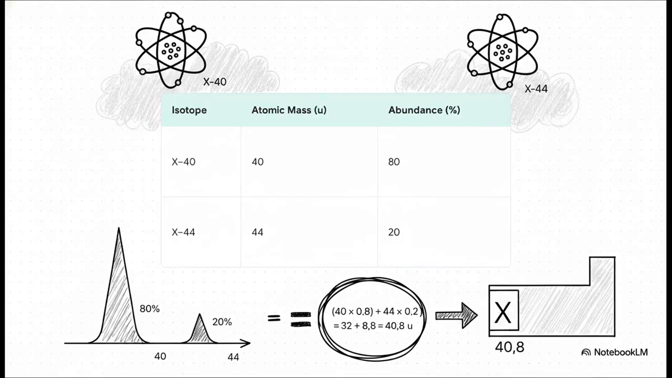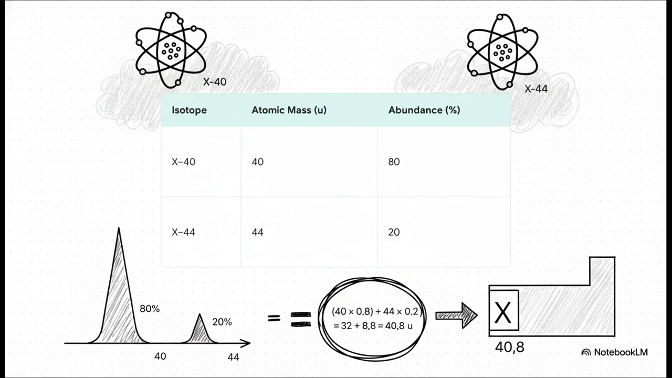Now, what's really cool is how we use isotopic data from the exam to mathematically prove average atomic mass. Say we have an unknown element X with two isotopes. You've got X-40 making up 80% of the element in nature and X-44 making up the other 20%. To find the average atomic mass, you can't just add them up and divide by 2. No way. You have to weight them by their natural abundance.